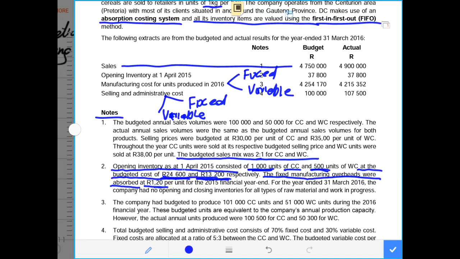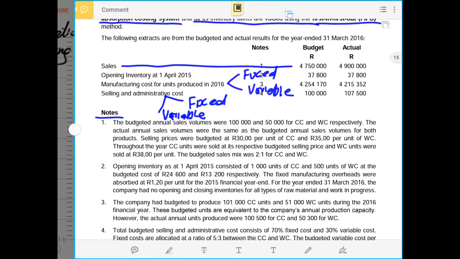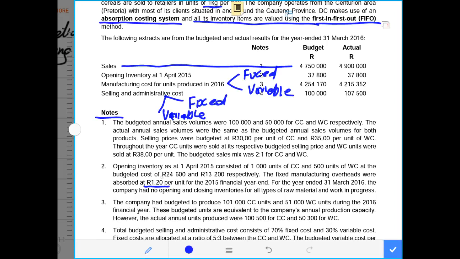Remember, this opening inventory is for the 1st of April 2015, which is now the beginning of the current budget period. So now they are saying included in this opening cost, the cost of 13,200 and the cost of 24,600, there was R1.20, which is the fixed part per unit. As they say that the fixed cost manufacturing overheads were absorbed at R1.20. And the question is, why do we have the amount of R1.20 included as the fixed cost in the opening inventory? And also the question is again, why are they giving us all this information?